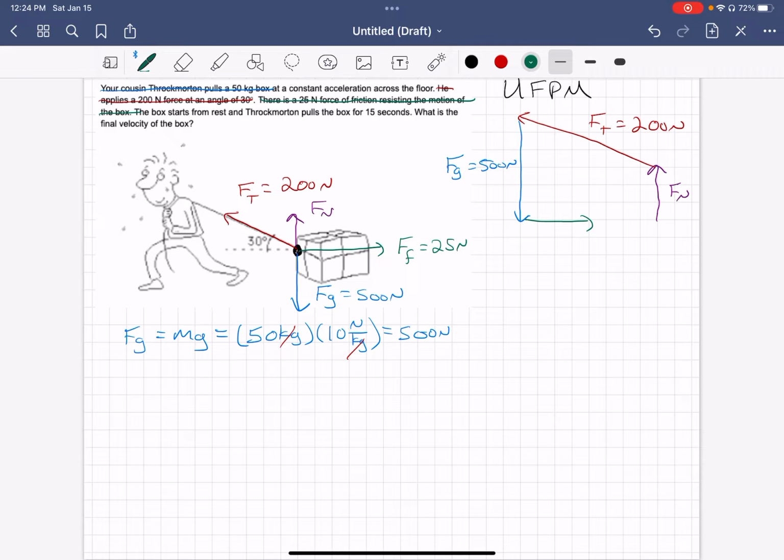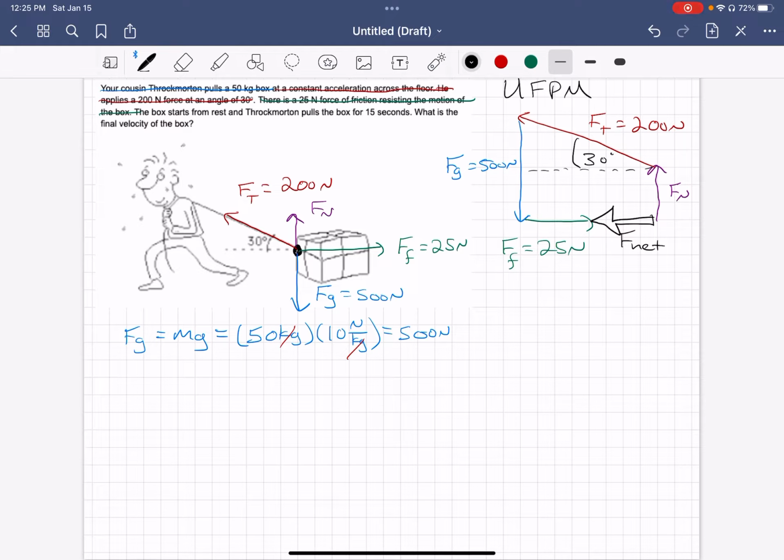Now, when I'm adding my force of friction, I left my shape open. The reason I did that is because that box has a constant acceleration. So that means that my vector addition diagram can't be a closed shape. I do like to add an arrow showing my net force. I know that with the way Throckmorton is pulling, any leftover force should be pointing to the left. That's the direction that this box is going to accelerate. So I'll add an arrow that represents the net force pointing straight to the left.